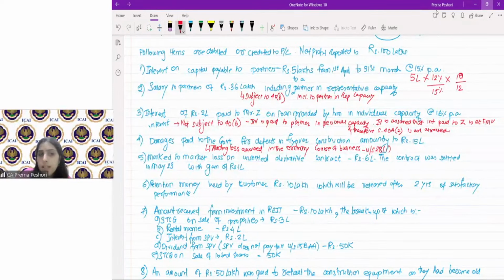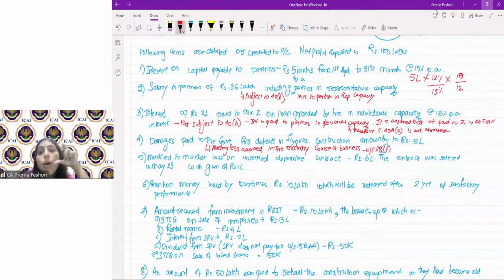Are we clear about this? Yes or no? So 28(1) is very, very clear. It says profit and gains. So what do we understand by the profit and gains? The profit and gains means as computed as per the commercial accounting principles.